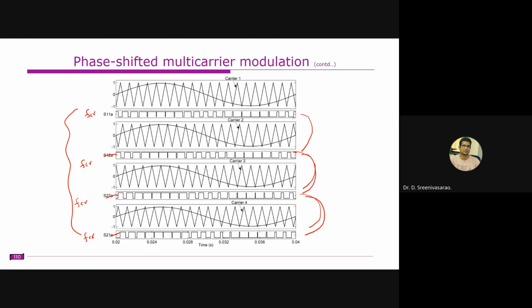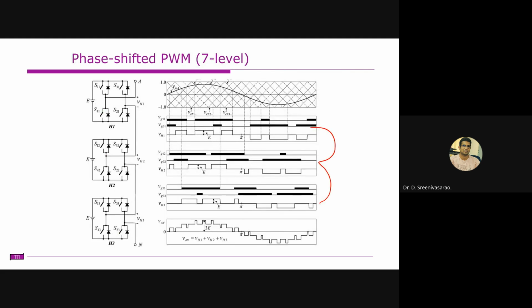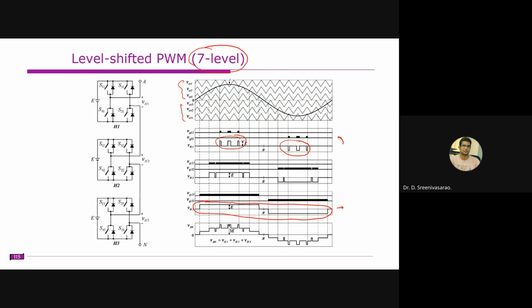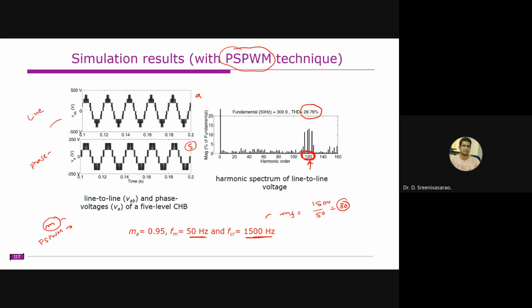One is the inverter frequency and the other is the device frequency. Each device is operating at FCR frequency, right? But the overall inverter is operating at M minus 1 times FCR frequency. This will be the inverter frequency, whereas FCR is each switch's frequency. In other words, it is the effective frequency of the inverter.